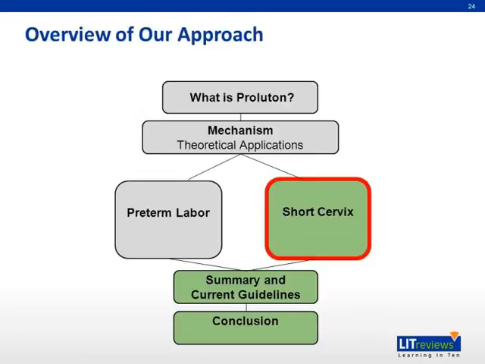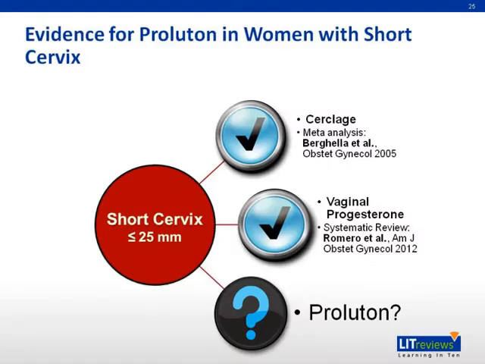The next potential use of Proluton that we are going to discuss is the use in pregnant women with short cervix. Short cervix has been shown to be an independent risk factor for preterm delivery. A pregnant woman can be diagnosed as having short cervix if she is shown to have cervical length less than or equal to 25 mm in pelvic ultrasound.